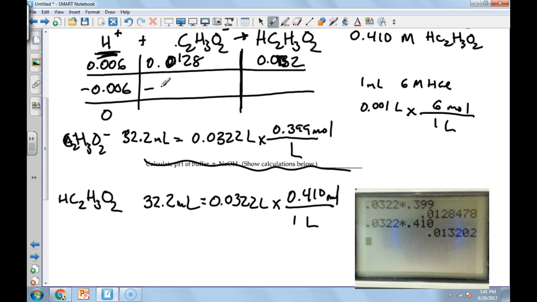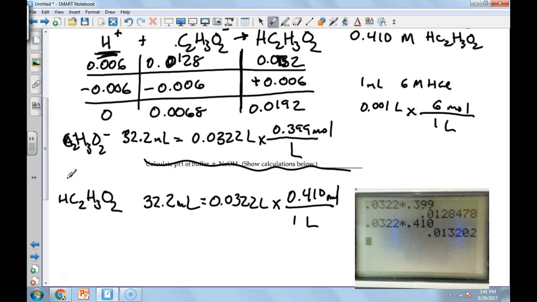Notice that it's 0. Okay, so we're going to do the same thing for each of these. Minus 0.006. This is plus 0.006. And now we're going to subtract this. This is 0.0068, and this is 0.0192. Okay, so now we have the number of moles.